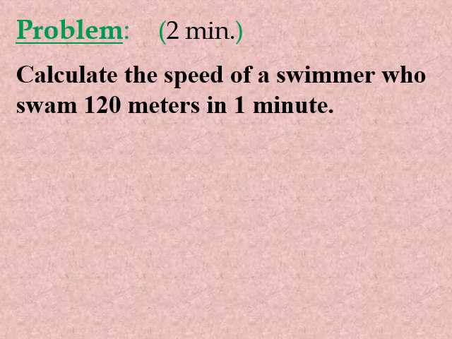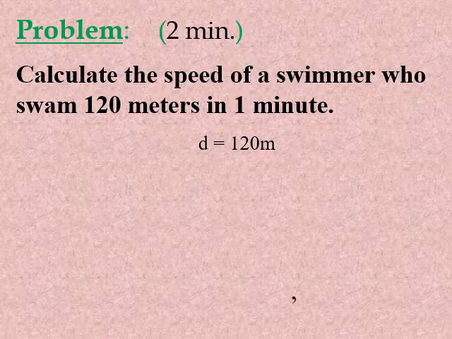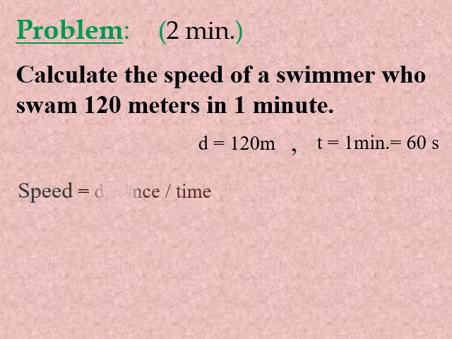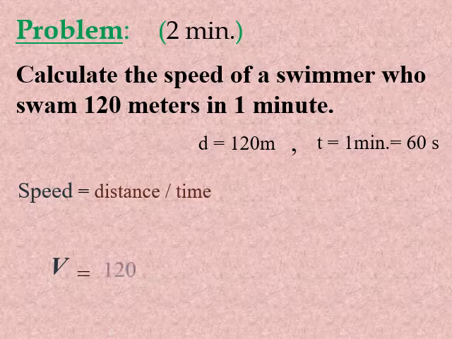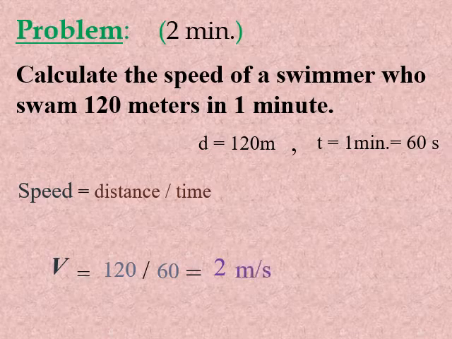Calculate the speed of a swimmer who swam 120 meters in 1 minute. In order to solve this problem, you have to change the time from minutes to seconds, and the answer will be speed equals distance divided by time, V equals D divided by T, 120 meters divided by 60 seconds. So the body's speed will be equal to 2 meters per second.